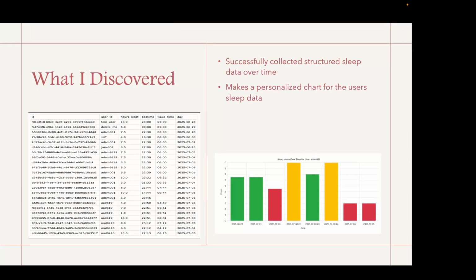One of my biggest wins was successfully collecting structured sleep data, and I was able to parse it into meaningful insights. For example, this chart shows how my sleep hours vary across different days. That's one of the main goals, making patterns in personal data easy to use. This shows the user data on the back end and it shows it on the front end, what the user sees. Green for 7 to 9 hours, over 10 hours is yellow, and under 7 hours is red.